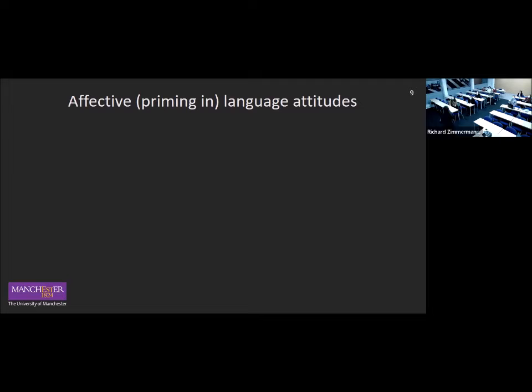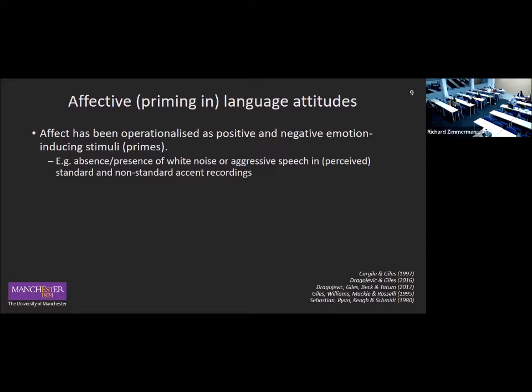Now within language attitudes, there hasn't been any affective priming. Well, there has been affective priming, but it's not been named affective priming. So you have all these people here who used emotion-inducing stimuli or primes, affective primes, for example, white noise, and they put that white noise in the background of accent recordings. So they had a standard accent recording and a non-standard one. And they used bursts of white noise, or continuous white noise, or no white noise. So they had different conditions.